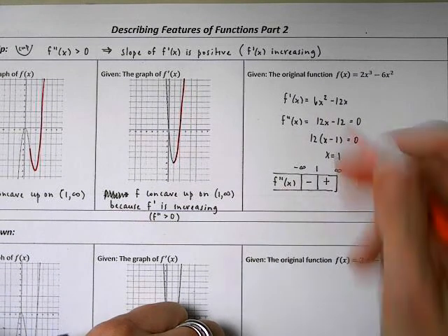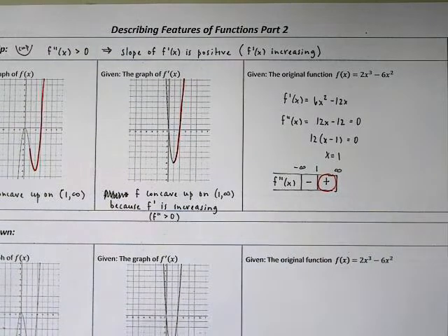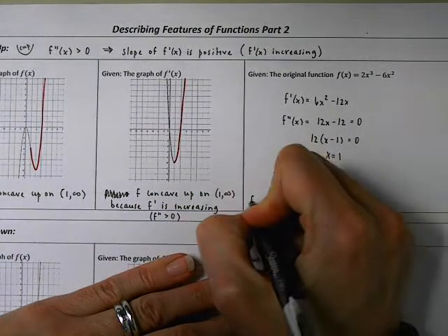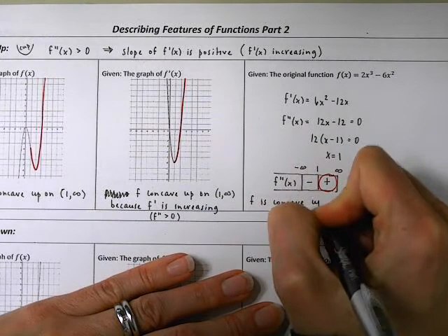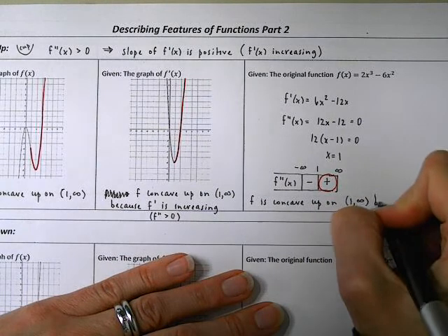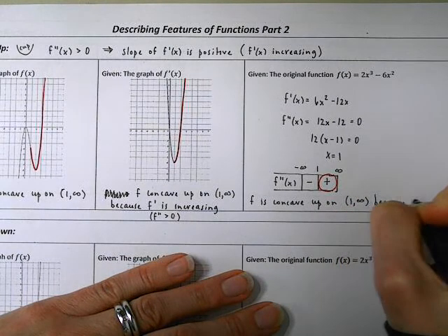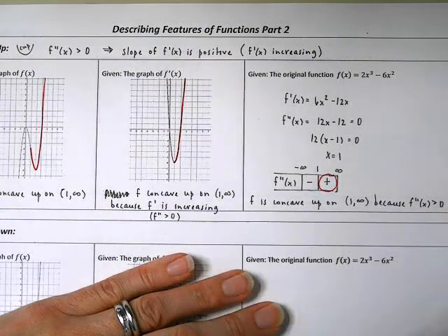Again, we know we're concave up where that second derivative is positive or greater than 0. So we would say that f is concave up on the interval from 1 to infinity because f double prime of x is greater than 0.